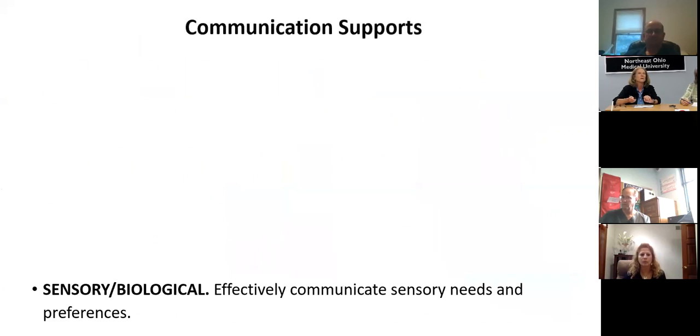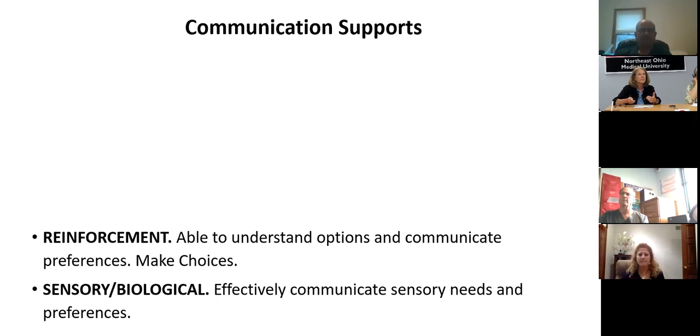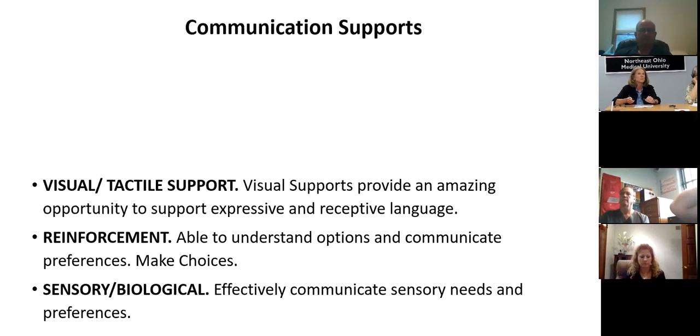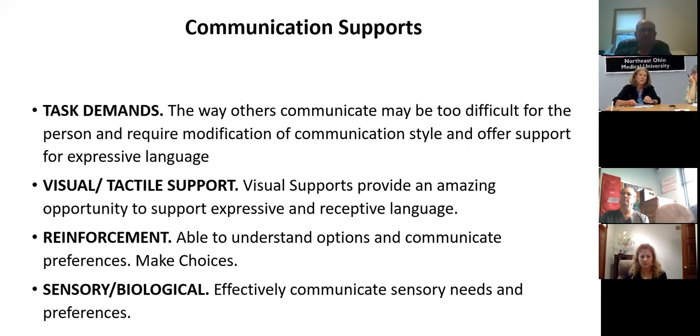These are the kinds of questions you may have to ask yourself as you build a ziggurat support plan. How does a person effectively communicate their needs and preferences? And when it comes to trauma, how are they able to communicate and understand those experiences they may have had? How do they understand and communicate options and preferences related to reinforcement or motivation? Visual and tactile supports and structure are an amazing opportunity to support expressive and receptive language.